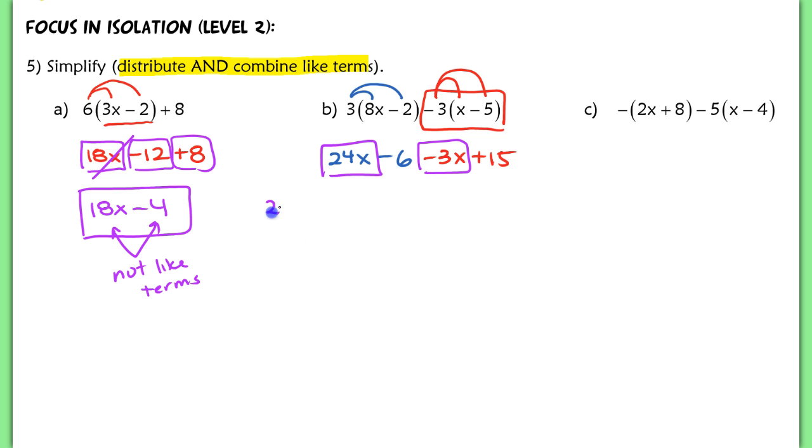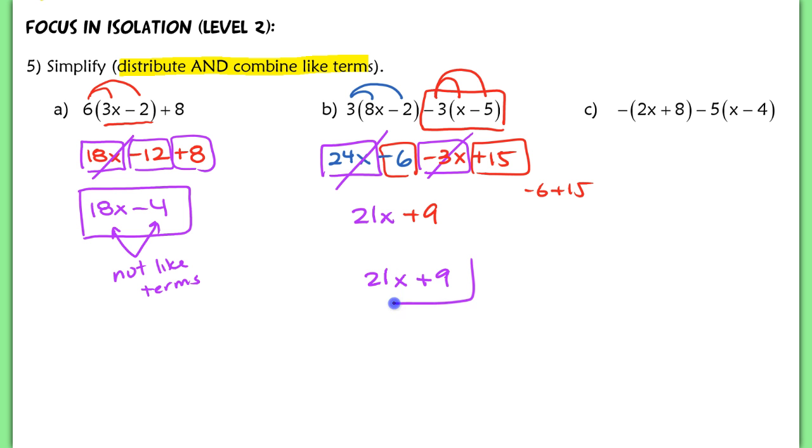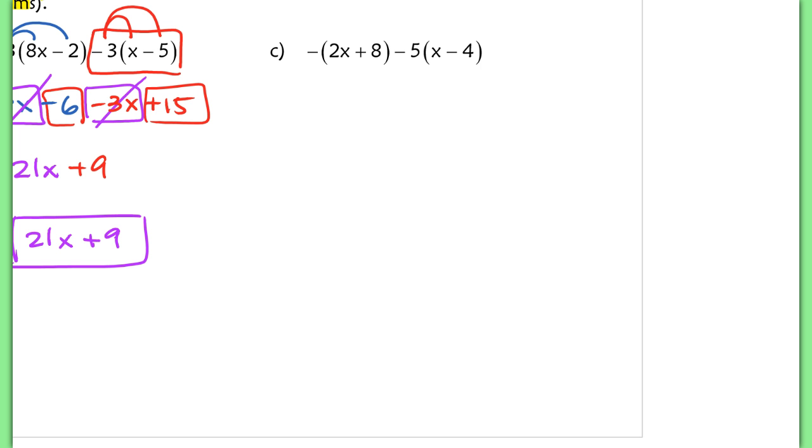Now I look to combine like terms, so I have 24x minus 3x. So in my calculator I type in 24 minus 3. That gives me 21, and then I attach the x. So 21x. Then I type in negative 6 plus 15, and that gives me a positive 9. Again, because those are not like terms, I don't simplify any further. I keep it as 21x plus 9. That's my final answer.